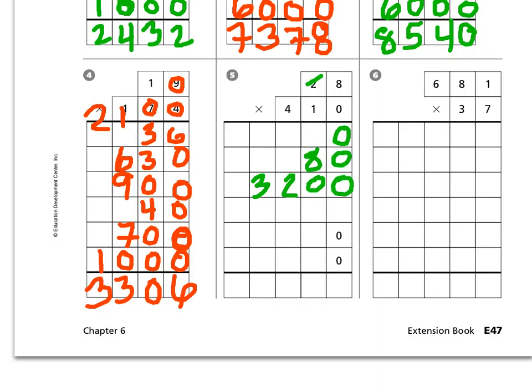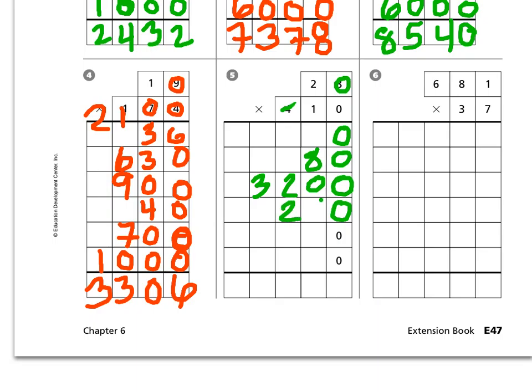Now I'm going to go ahead and move on to the tens column. So I make the 8 a 0, cover up the 1 and the 2. 20 times 0 is going to be 0. Uncover the 1. I have 20 times 10. 2 times 1 is 2 plus 2 zeros.